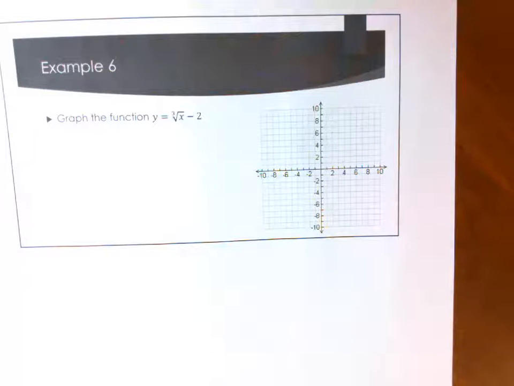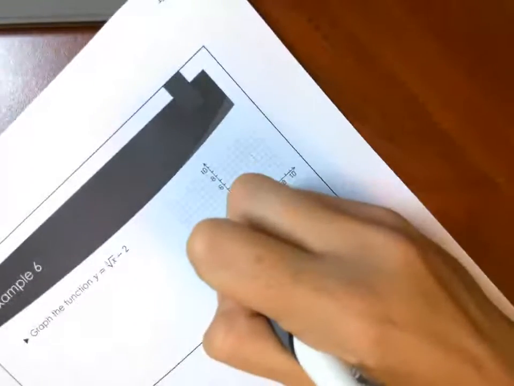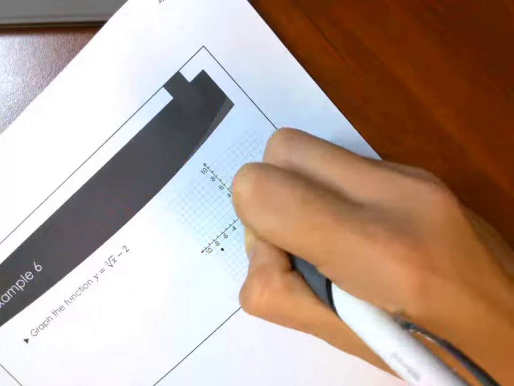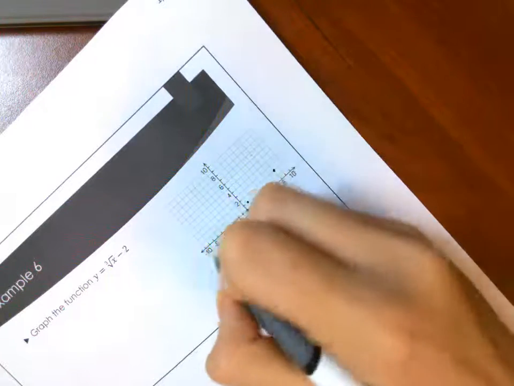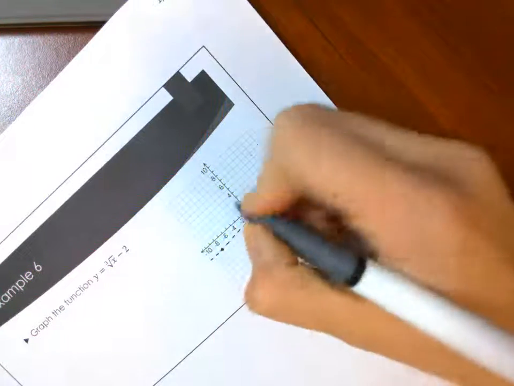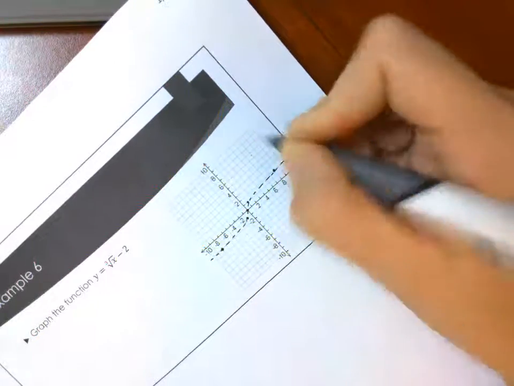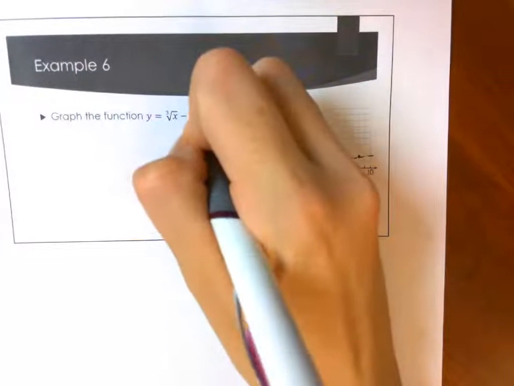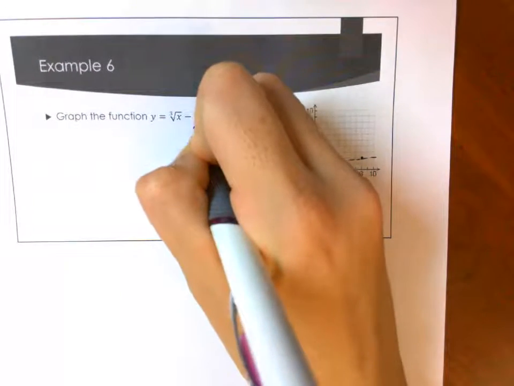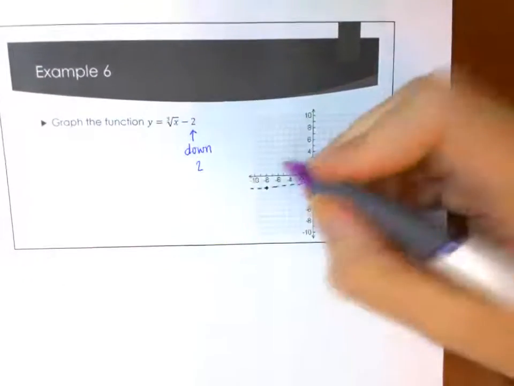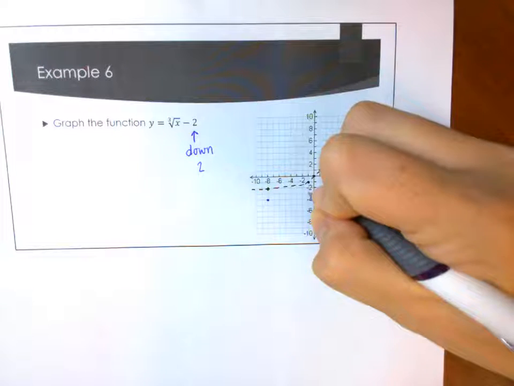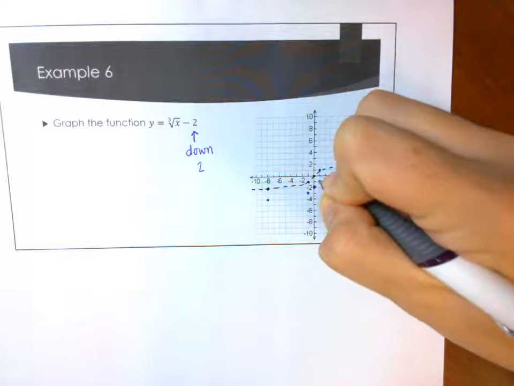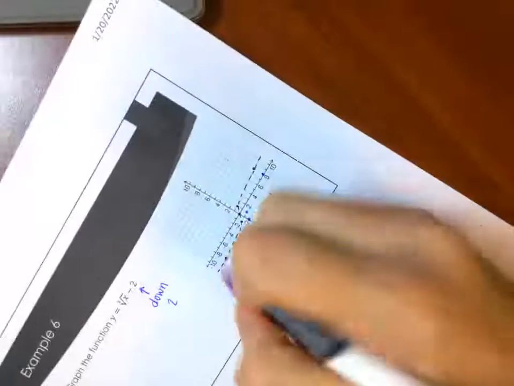Okay. This one is a little bit easier. There's no stretch or shrink value. So just putting my parent function on here. Like I said, if you're sitting there going, how does she do that so fast? Do this enough and you will have these values memorized. And my only rule is to what? My only rule is that I have to go down 2 or shift down 2. So each point gets moved down 2. And then I connect those dots.